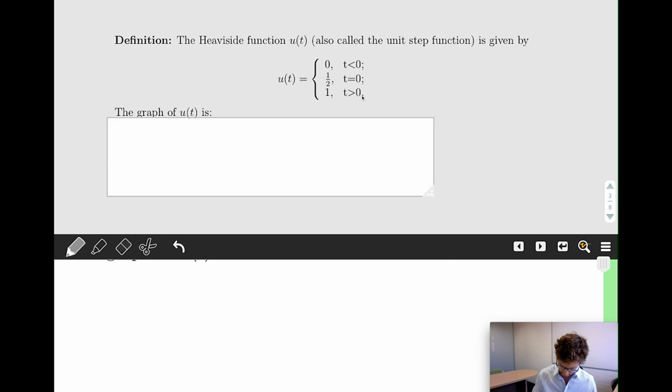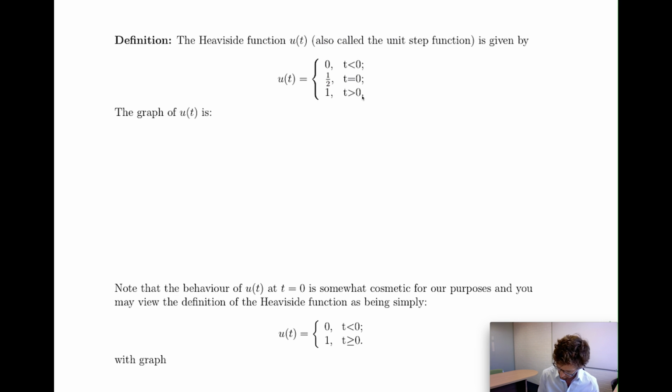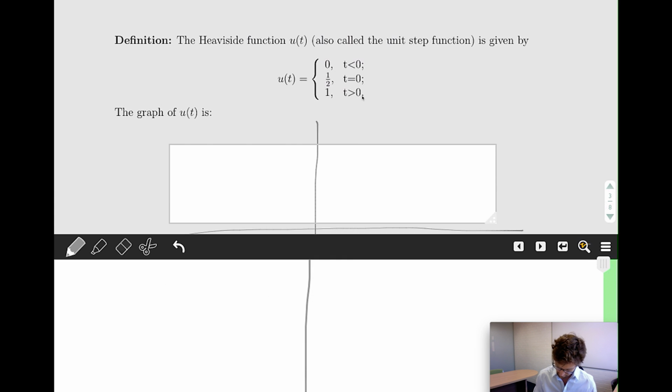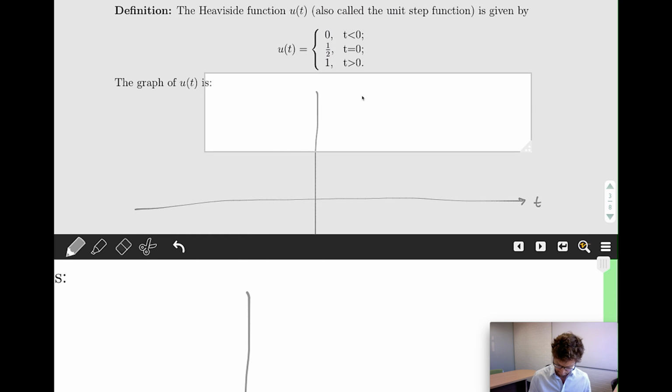So let's draw what this function actually looks like. Here's our t-axis. Now I'm going to include both positive and negative values of t, even though, as we've seen, when we're dealing with Laplace transforms, generally we're focusing on functions with a positive value of t. But we're being a little bit more general in our definition here.